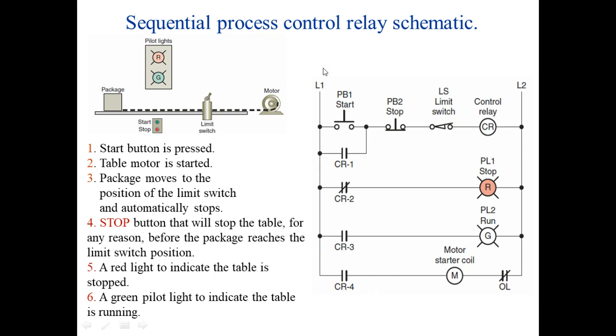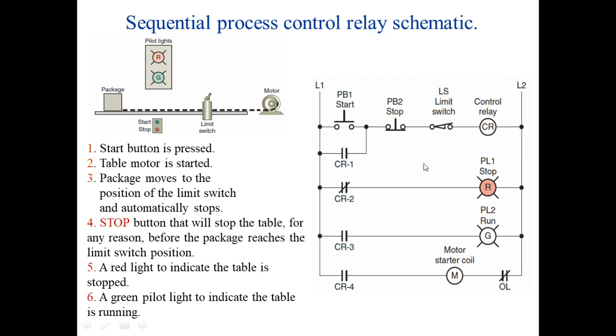This is the example of a sequential process control relay schematic. So when you press the start button, the table motor is started. You have a control relay. It has a limit switch.